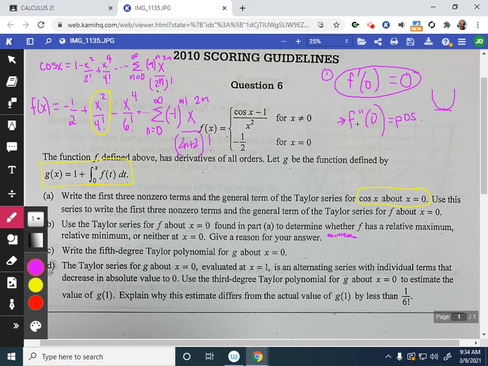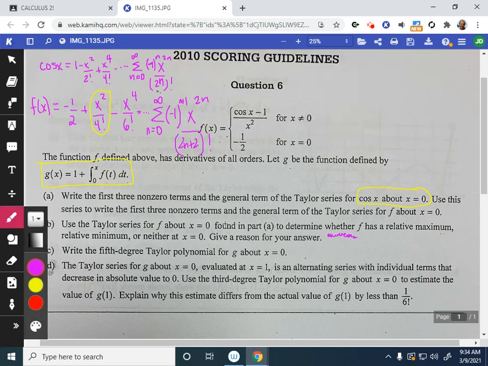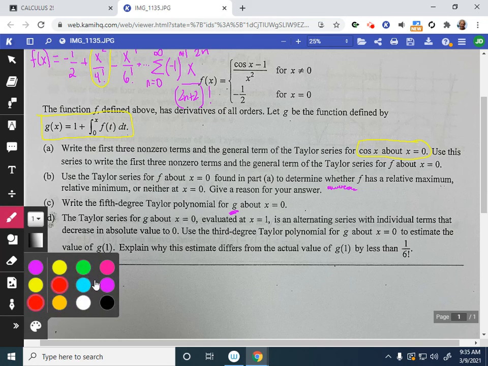Okay, back to Taylor. Part C, write the fifth degree Taylor polynomial for G. Okay, so to write the Taylor polynomial for G, we have to remember what G is. Because I'm going to need a lot of derivatives. I'm going to need to figure out what is G of 0, what's G prime of 0, G double prime, and so on.